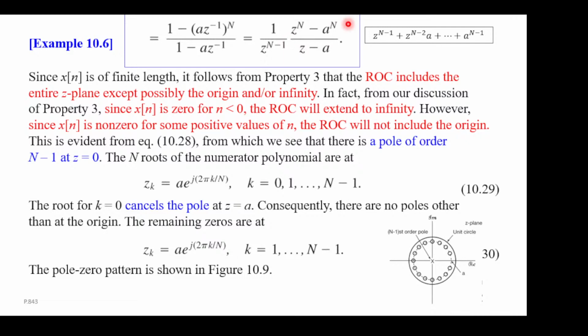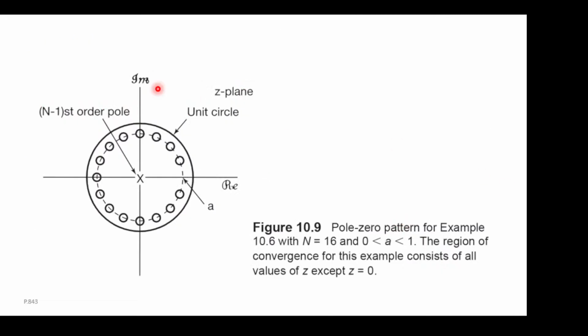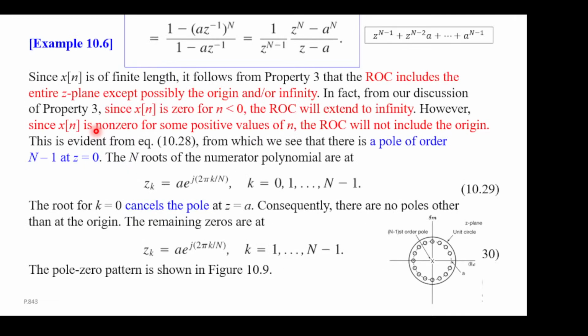But anyway, there are n minus 1 zeros in the latter part, and obviously there are n minus 1 roots at z equal to 0, just from this 1 over z to the n minus 1. So yeah, there is an order n minus 1 pole at 0, and there are n minus 1 different zeros around this circle. That's the pole and zeros here.